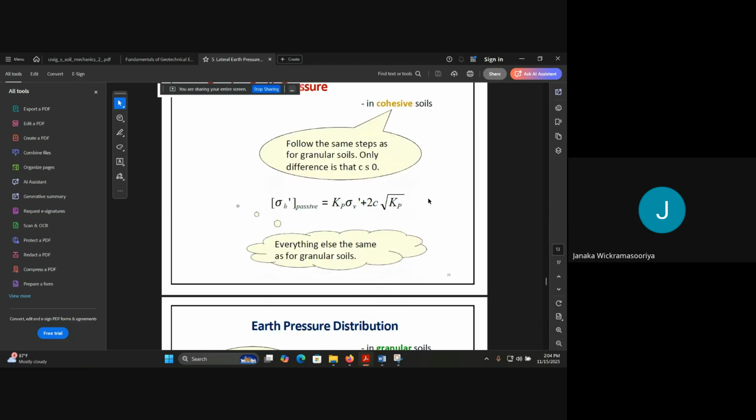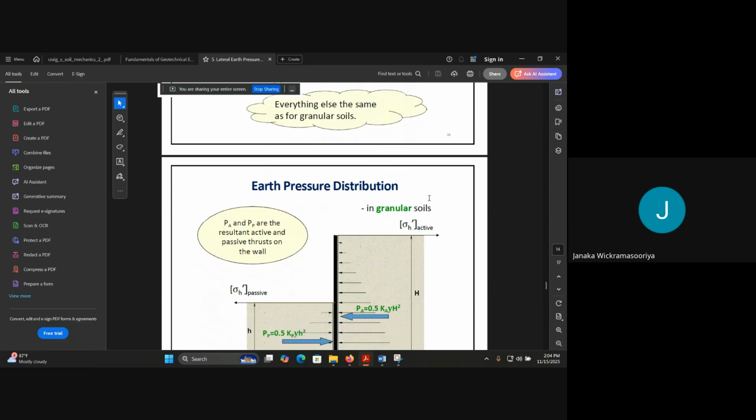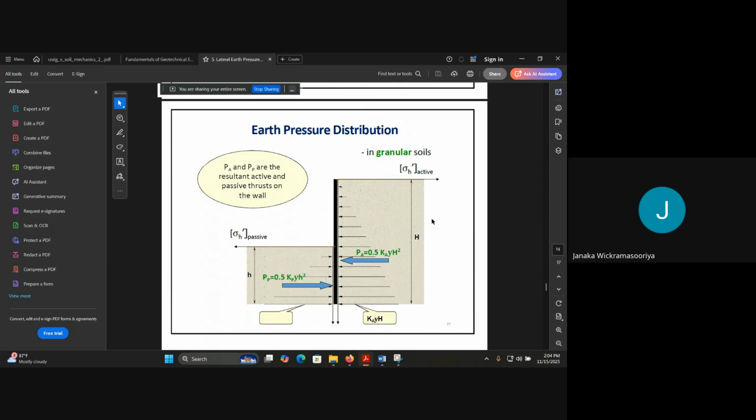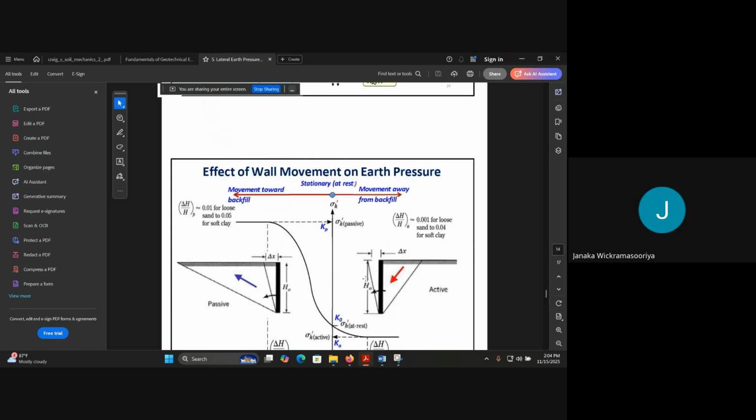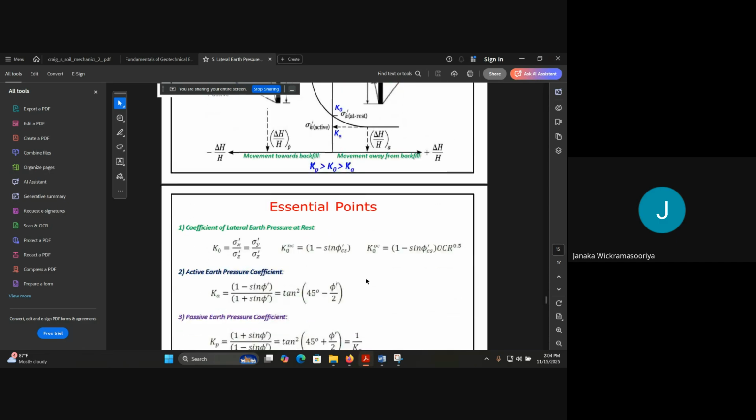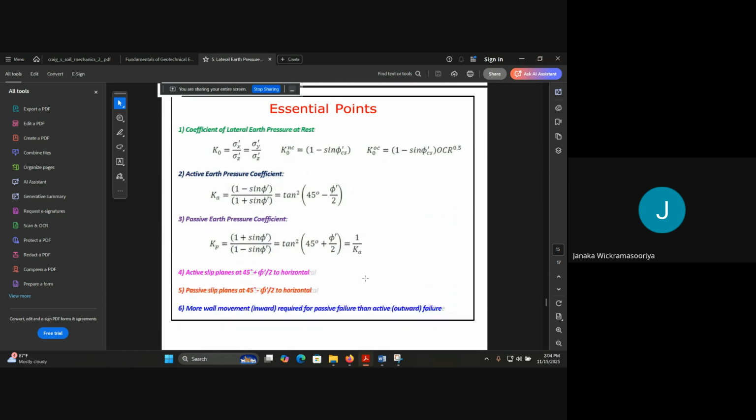Right. So this is what happens. Active pressure comes from here, and you can draw a triangle here, and the passive pressure comes from here. So we will be learning of those things later. Later means we will do some examples. So this is the summary.